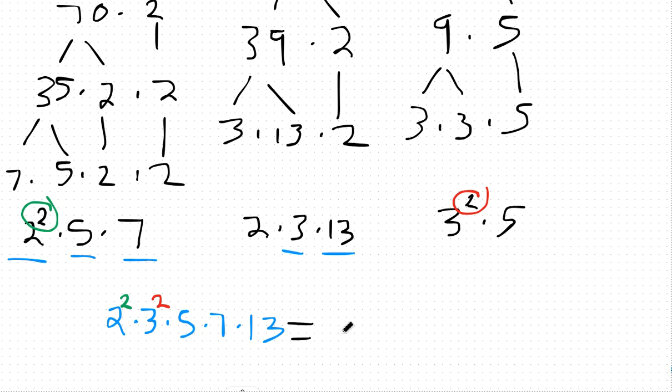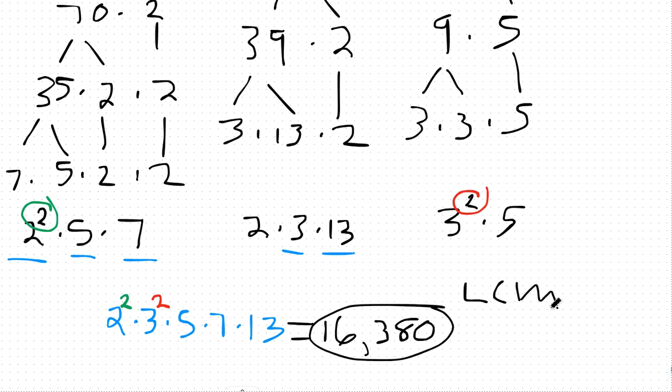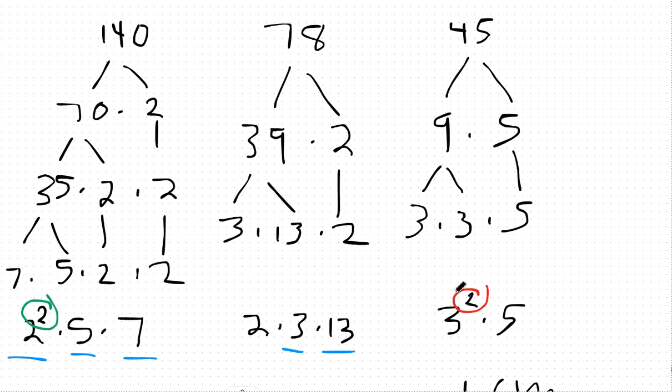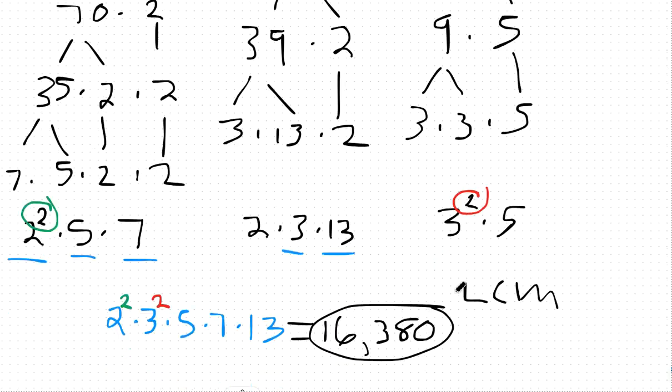If you multiply these out, you'll get 16,380. As I said earlier, I'm not going to write out each of the multiples, that will take forever to come up with the other way. So that's the least common multiple for the numbers 140, 78, and 45. I hope you found that helpful, and thanks for watching.